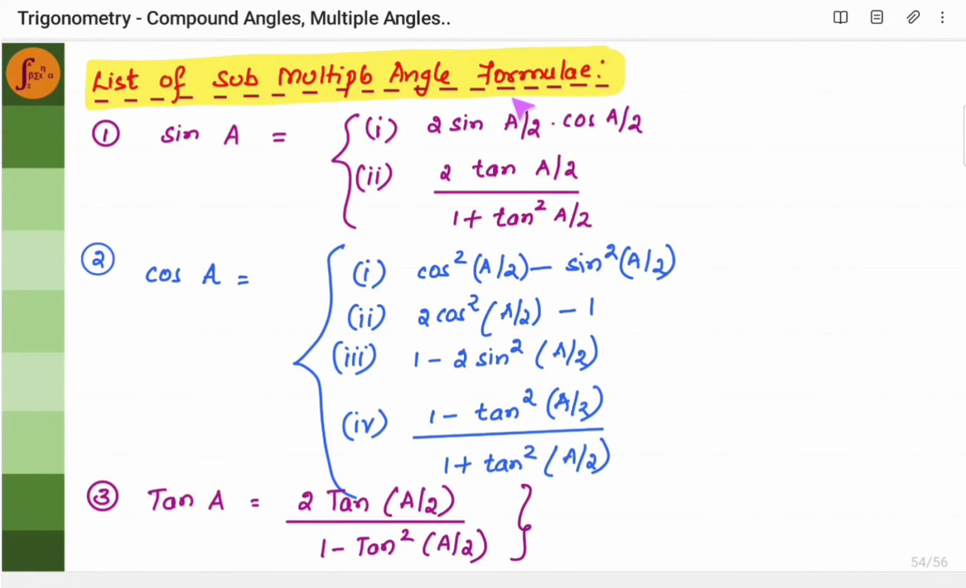Here is a list of submultiple angle formulae. Sin a in terms of a by 2. This a by 2 is a submultiple angle. You can also have sin a in terms of tan. The entire formula will have tan. Then you can have cos a. There are 4 formulas.